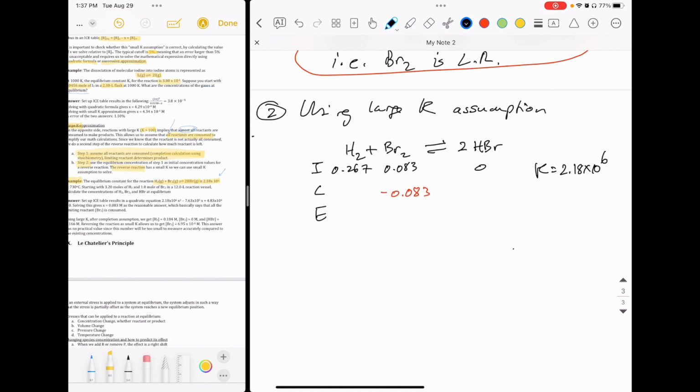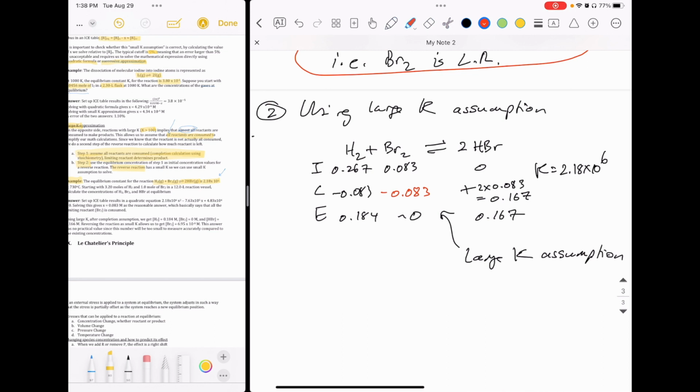Okay, that's not the truth. That's the large K assumption. Once we say that, then of course by stoichiometry, this also has to be 0.083. This side has to be plus 2 times 0.083, which ends up being 0.167. What do we get at the end? We got 0.184. Subtract those, we got 0. I'll put a little approximate 0 there just to indicate that it's not really 0. And then this one is 0.167. Okay, so immediately once you do that, you already have the answer to two of them, this one and this one. You already found the equilibrium concentration.